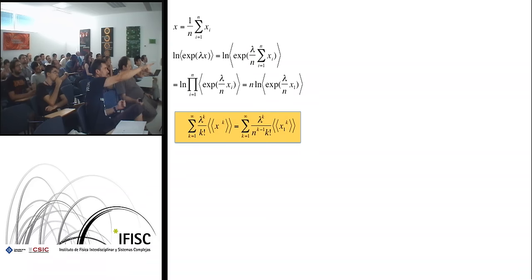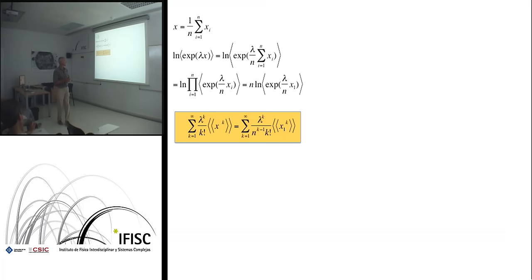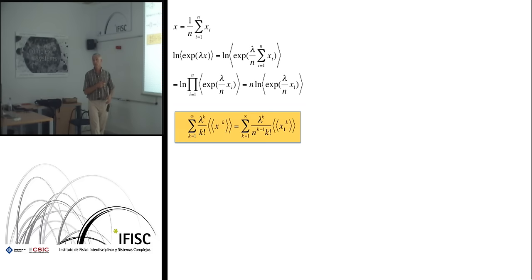This is an average of this quantity for variable x1, an average for variable x2, for variable x3. But they are identically distributed random variables, so these averages are the same. They are all the same. Number 1 is equal to number 2, and so on. And there are n factors here. So it's this quantity to the power n, but the n I've put in front of the logarithm. The logarithm of a to the power n is n times the logarithm.